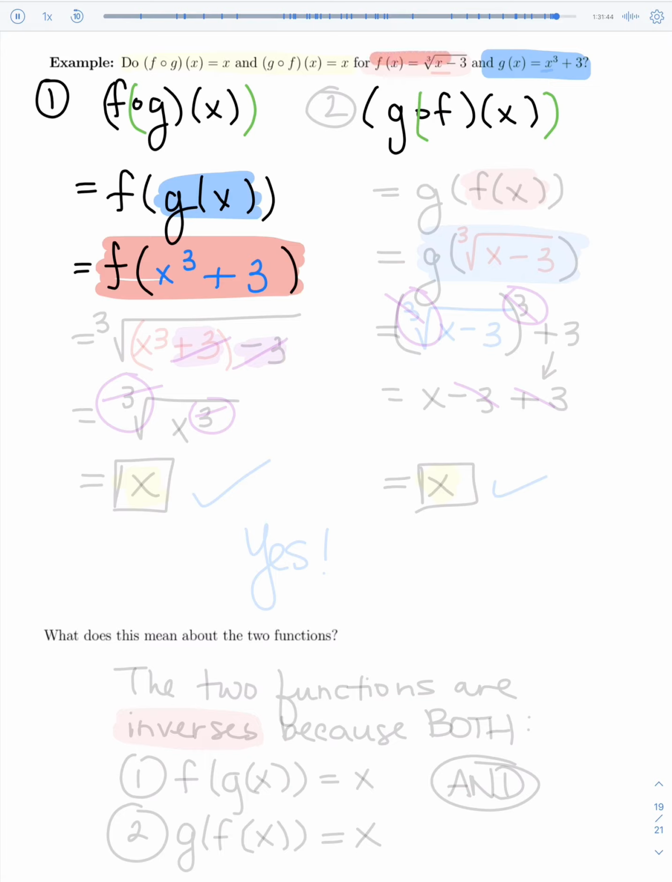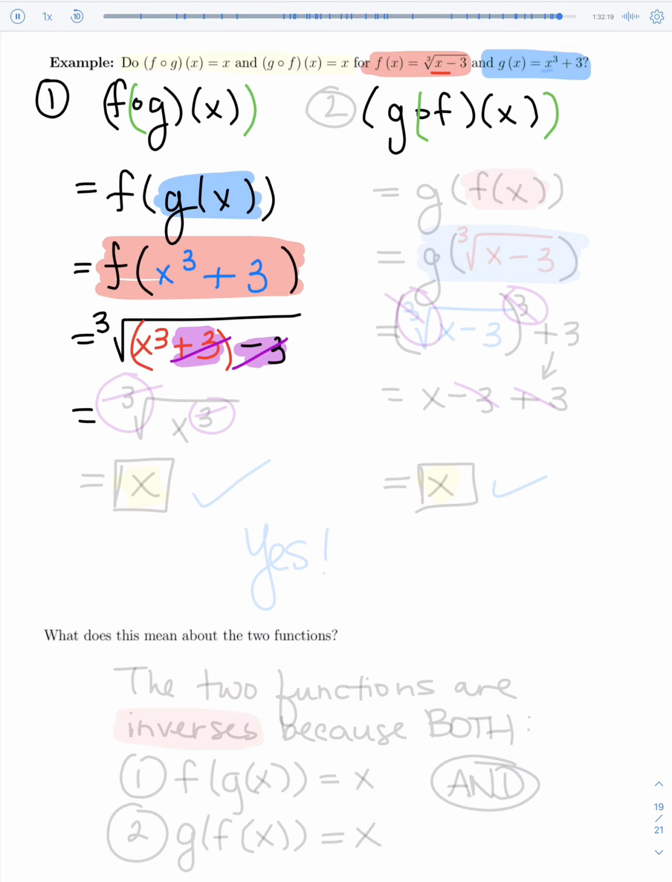So I'm going into my f function, and wherever there's an x, I'm replacing it with the x cubed plus 3. So what this will look like is our cube root, then our x will get replaced with x cubed plus 3, and then after that, we had a normal minus 3 in there. Well, notice what will happen first is we've got this plus 3, and we've also got a minus 3 in here. Those are opposites, so they'll just cancel out.